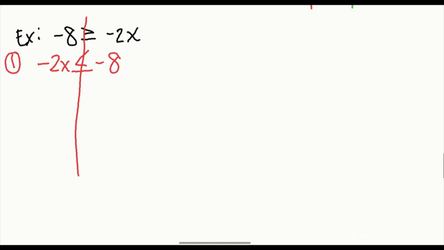So we'll have x is less than or equal to 4, but since we have to flip the sign, we'll turn it into x is greater than or equal to 4. So here's an example where you have to do both. So it kind of flips and then flips again.